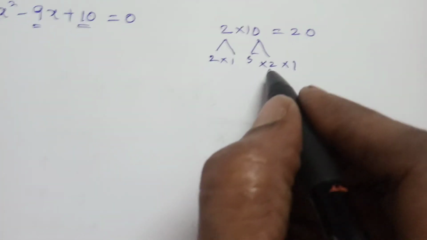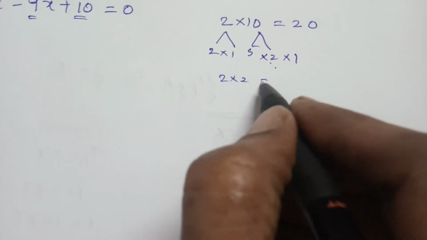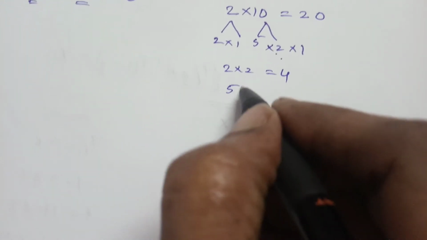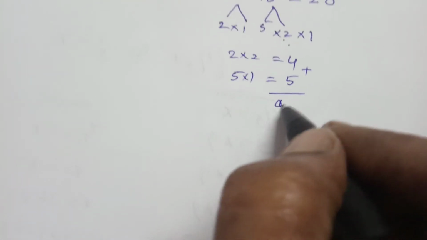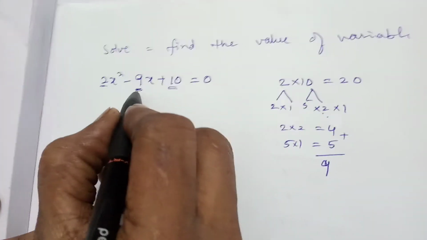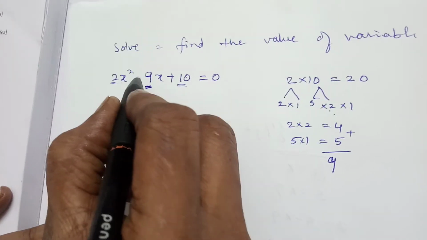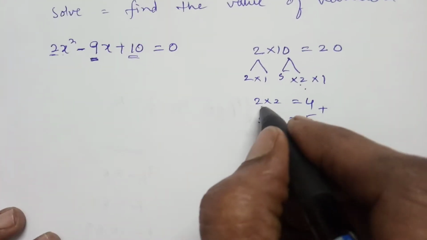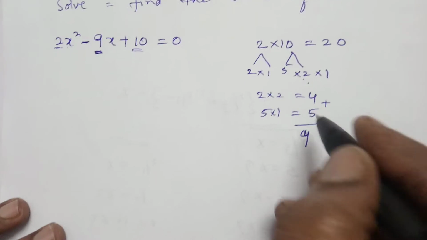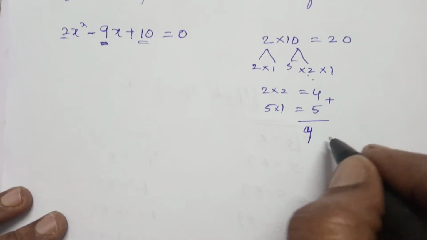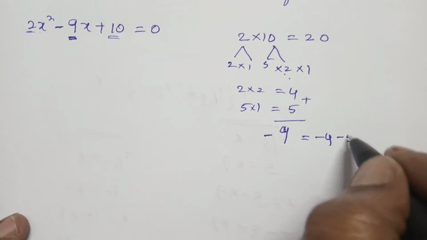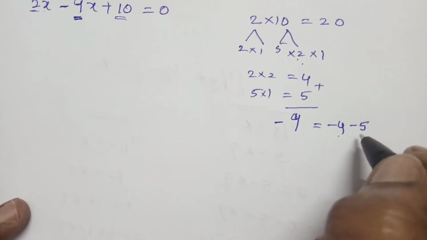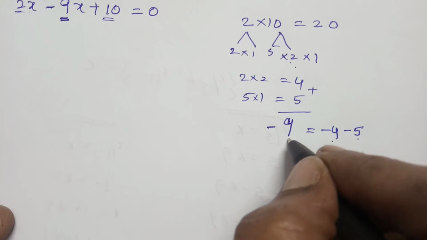Now 2 into 2 is 4, 5 into 1 is 5, and 5 plus 4 is equal to 9. That is, we got the coefficient, but we have to be careful with the sign. So we can use minus 4 minus 5, which is equal to minus 9.